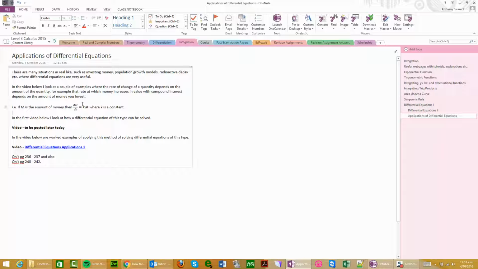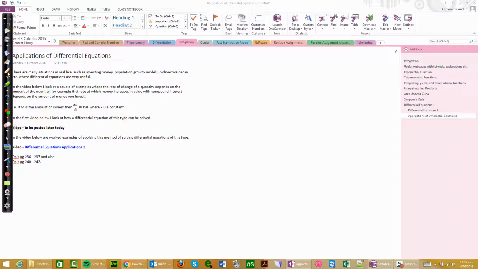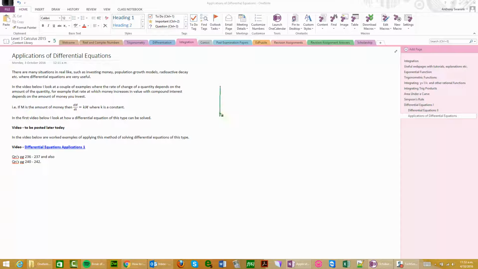Now, if you think about that, the more you have, the more quickly you will increase the amount of money, especially if it's something like compound interest. So if I was to graph that for a second, let me just quickly draw on the screen here just to show you what a typical kind of graph for this kind of situation would look like.